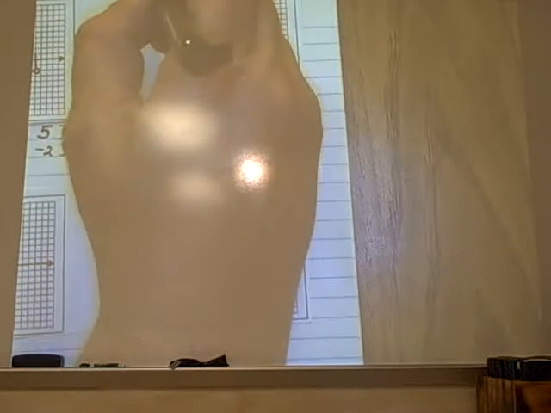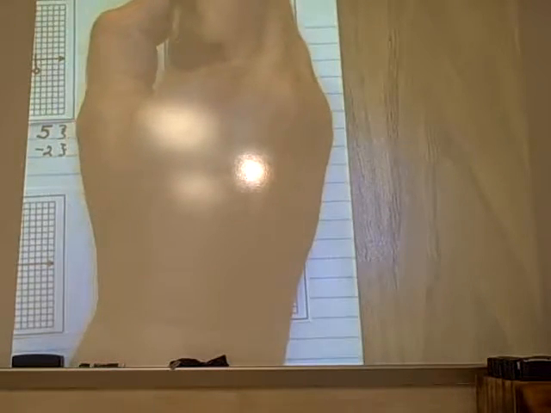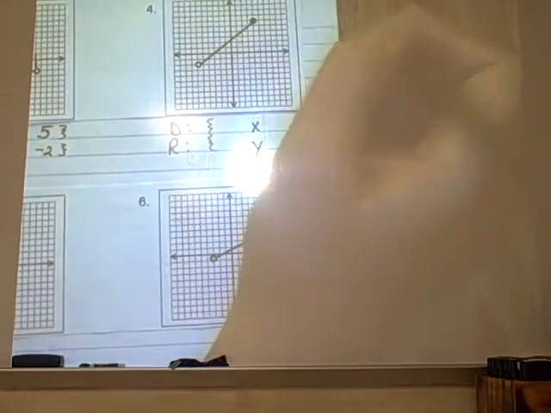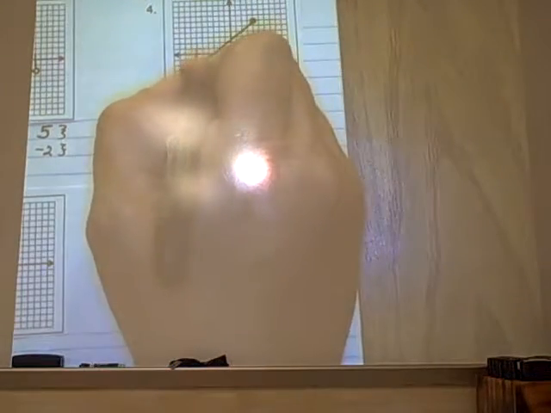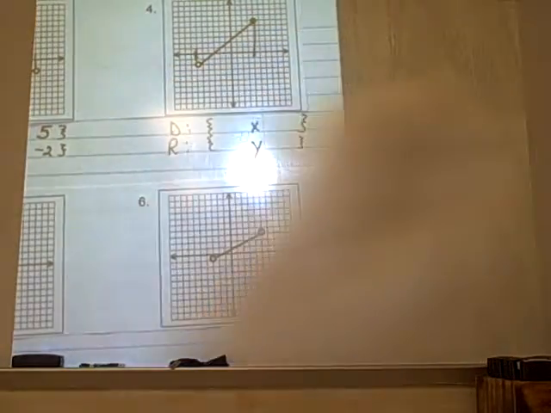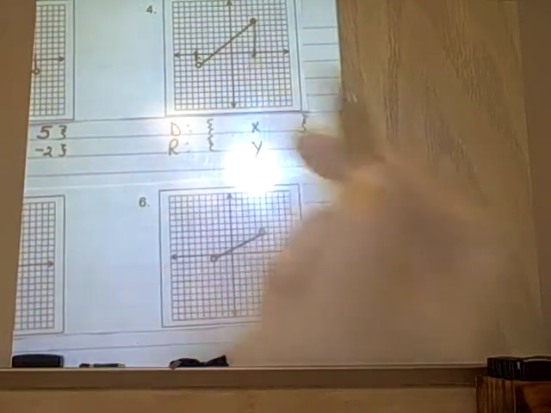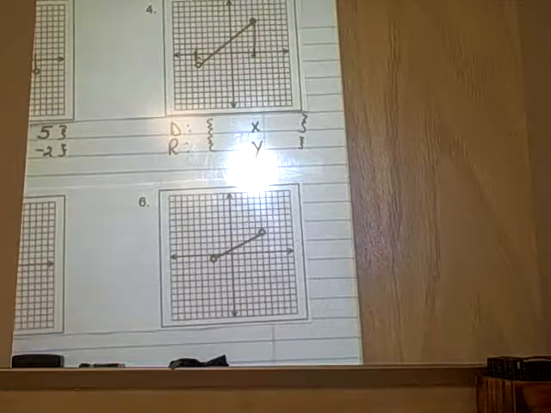You need to look at this and go, okay, x starts at what number? And remember, we want to go least to greatest. So there's where it starts. Here's where it ends. It goes from here all the way over to here. Everybody see how I'm figuring that out?